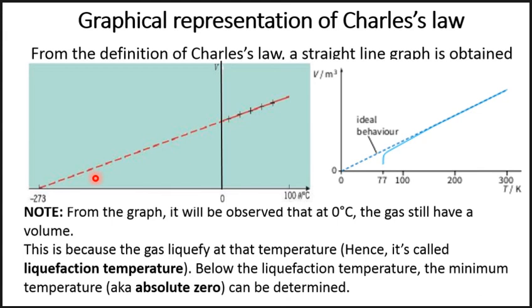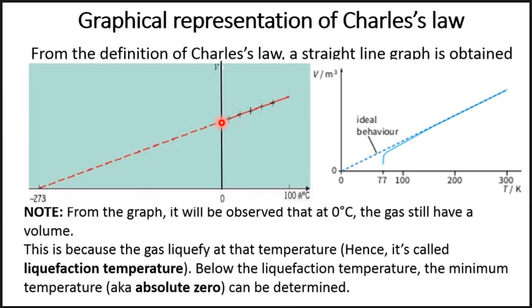The minimum temperature I'll be having there, which is the minus 273 degrees Celsius, is also known as absolute zero. I've explained this the other time, and from this region I can determine that from the graph. So I can determine the absolute zero right at this region. So this really explains why some gases at 0 degrees Celsius still have an amount of volume.